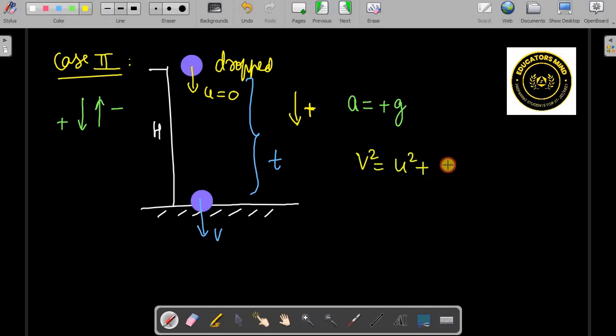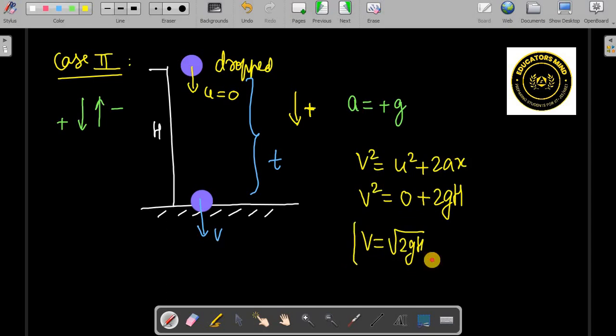So v square is equal to u square plus 2gh. Initial velocity 0, 2g, this is h, v square. So v becomes root under 2gh. This formula we will use for final velocity.